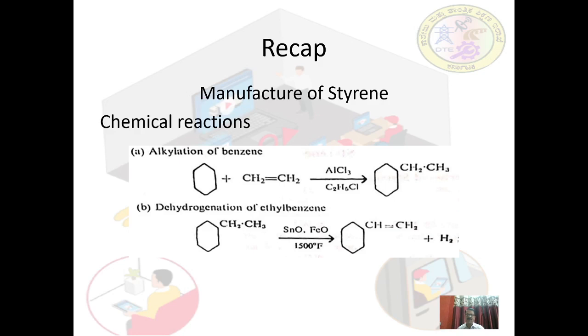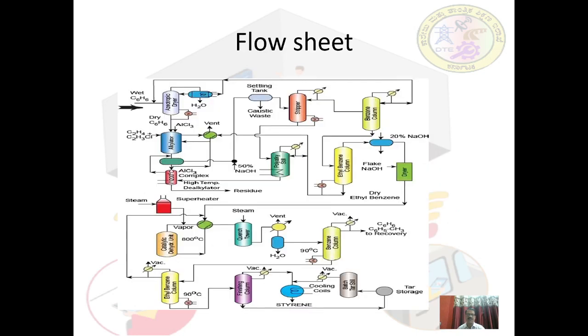We also see in the flow diagram. In this flow diagram, the wet benzene is dried to remove the water or moisture content, and then it is dropped into the alkylator, where aluminium trichloride or a mixture of aluminium trichloride and ethylene chloride are fed, and the alkylation of benzene takes place.